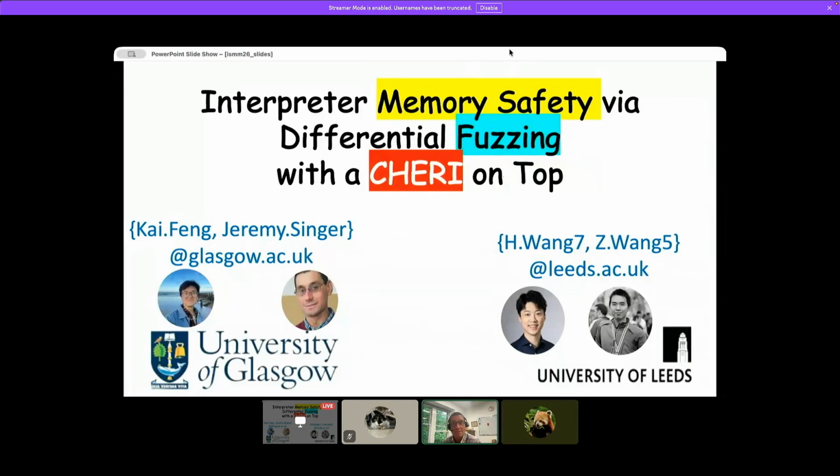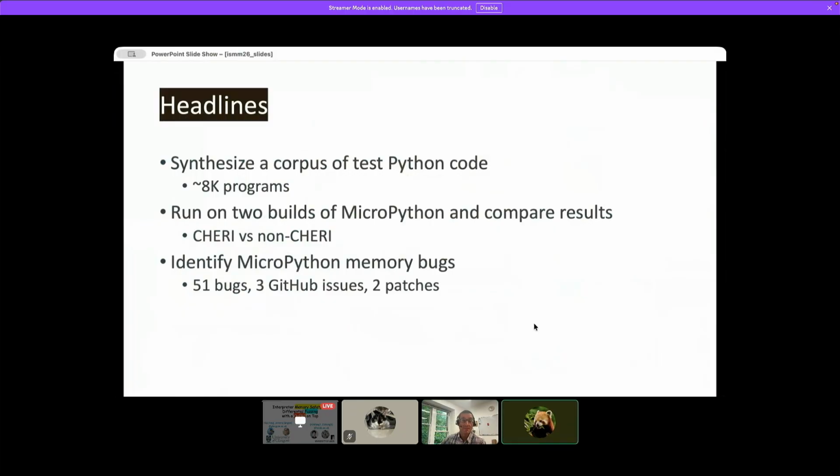But yeah, we're really glad to be able to tell you about our paper on interpreter memory safety via differential fuzzing with a cherry on top. So this is joint work between Kai and myself at Glasgow University and Huanting and Zheng at Leeds University.